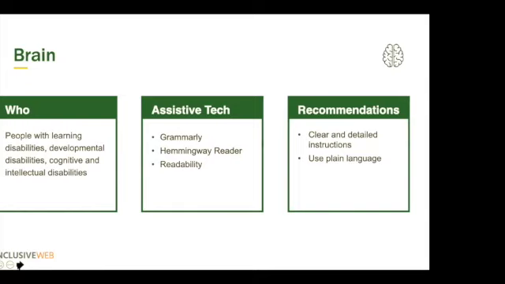Brain, disabilities that affect the brain. So this could be people with learning disabilities, developmental disabilities, cognitive or intellectual disabilities. Some assistive technologies that they might use is tools like Grammarly, Hemingway Reader. These are tools that help with grammar and spelling and just reading in general. Readability is another one.